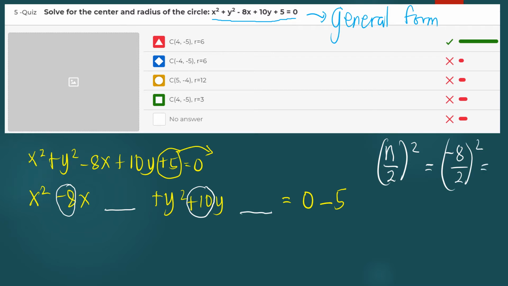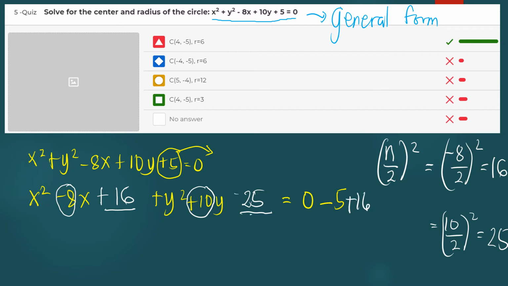So, negative 8 over 2, that will mean negative 4. And then, squaring it, that will give us positive 16. So, that will be plus 16. And then, on the other side, we will be having 10 over 2 squared, and that will give us 5 squared, which is 25. Okay? So remember, we have this concept on equality. If we're working on an equation, to maintain the equality, whatever you do on the left side, you also do on the right side. So we added 16, we also add 16 on the right side. We added 25, we also add 25 on the other side.